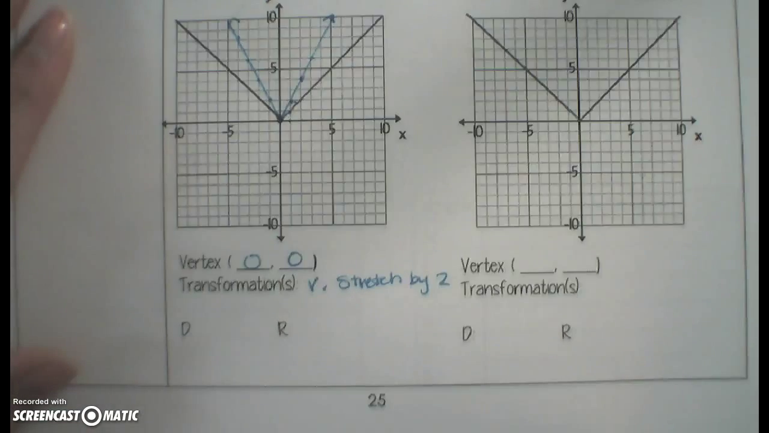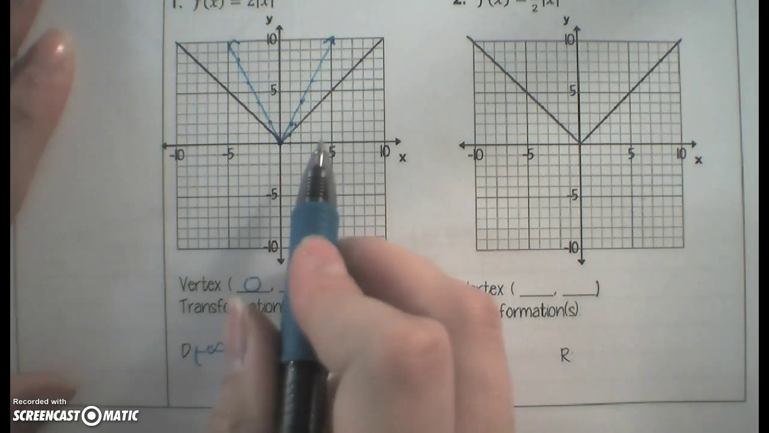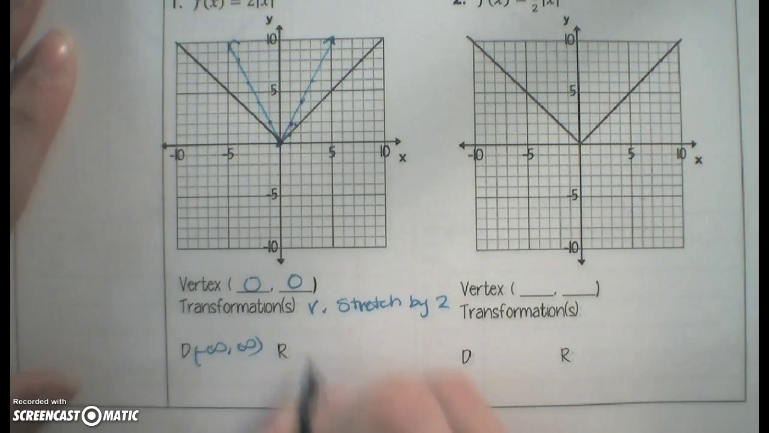So now we have domain is -infinity to infinity, left and right. And then our lowest point here is 0. And our highest point goes on forever to infinity.